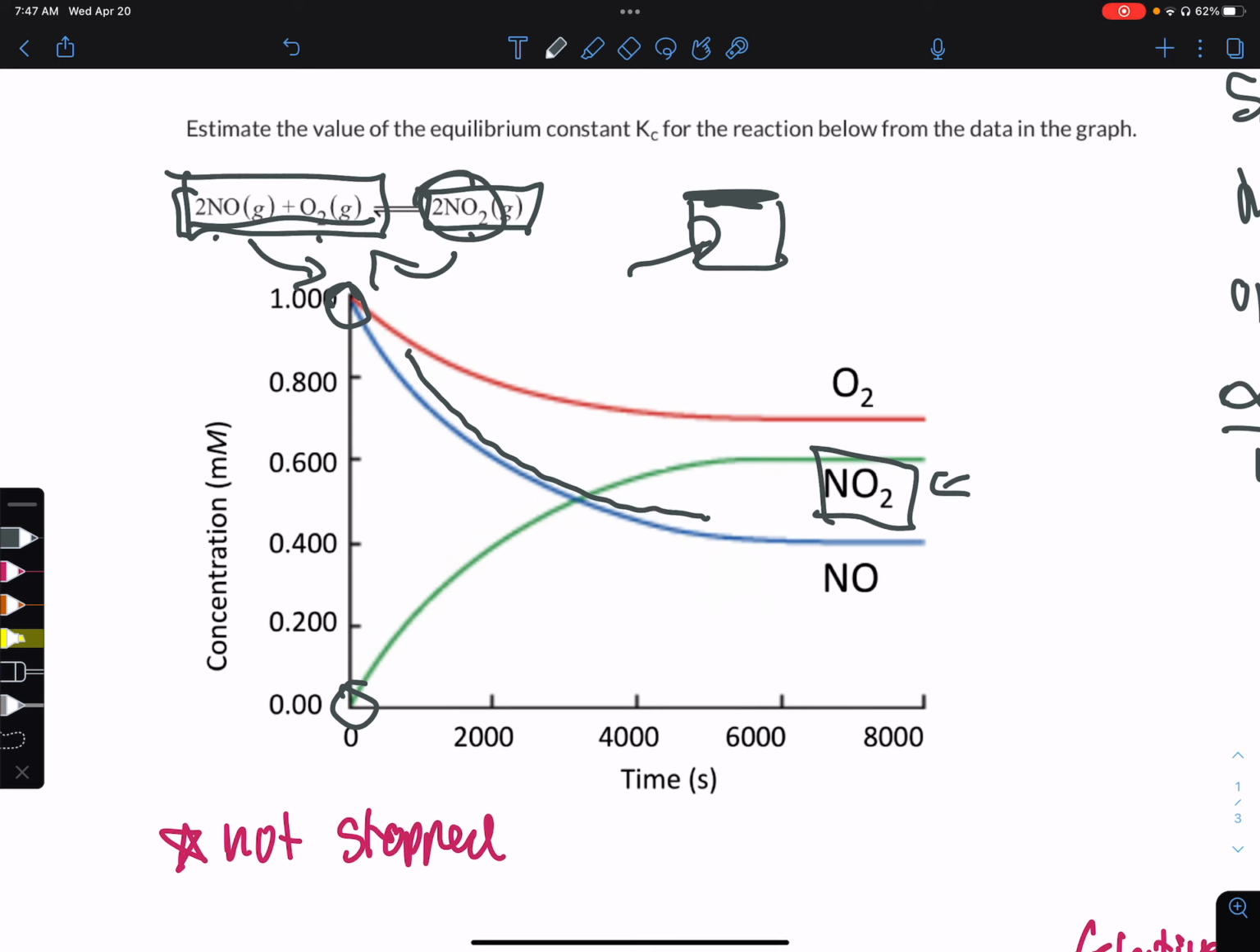It levels off here, at around right here, or maybe right here. I don't know, it's kind of hard to tell. The pixels are starting to blur, but somewhere around here, in that general area. And once it levels off, that is equilibrium. This is what equilibrium is.